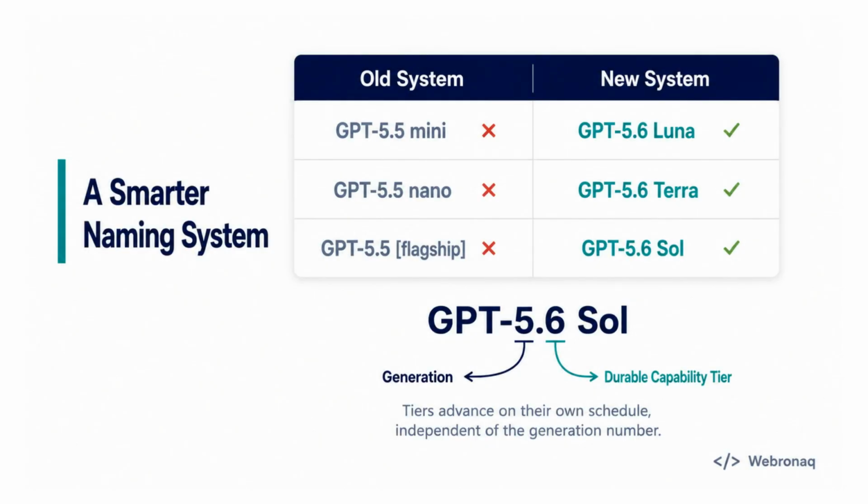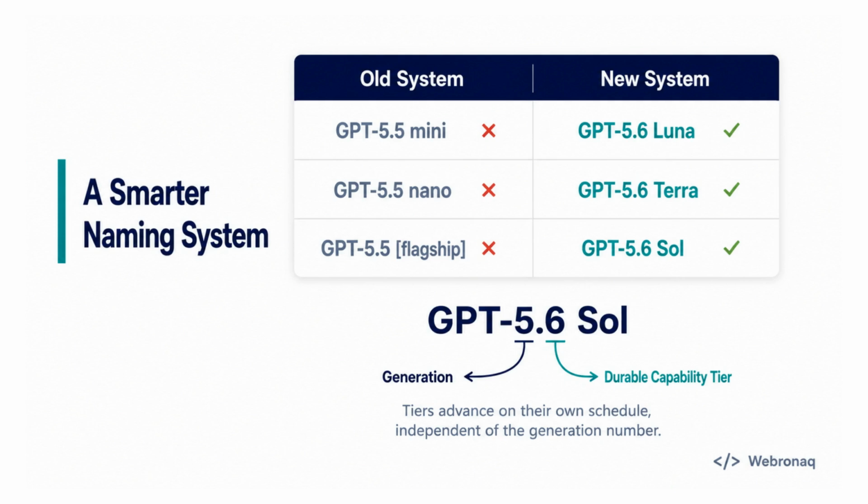Before you can pick the right model, you need to understand the new name. OpenAI officially replaced the old mini and nano labels starting with GPT 5.6. Here is how the system works now. The number, 5.6, tells you the generation, meaning when the model was built and trained. The name, Sol, Terra, or Luna, tells you the capability tier, meaning what the model is designed to do.